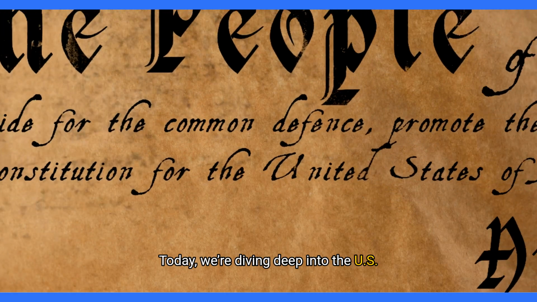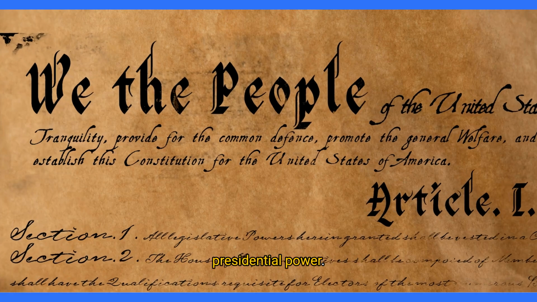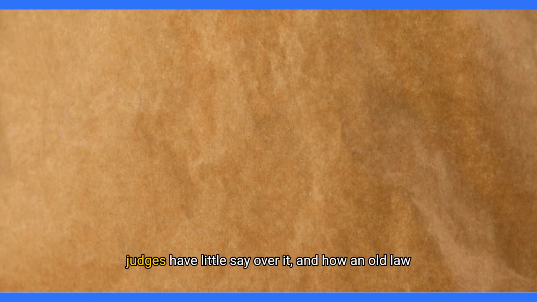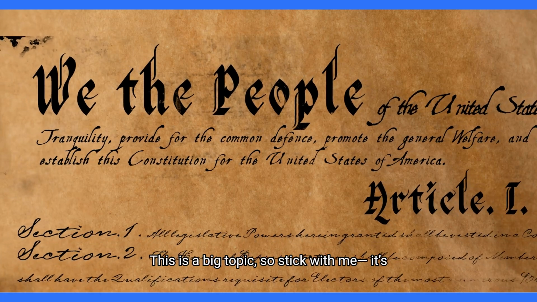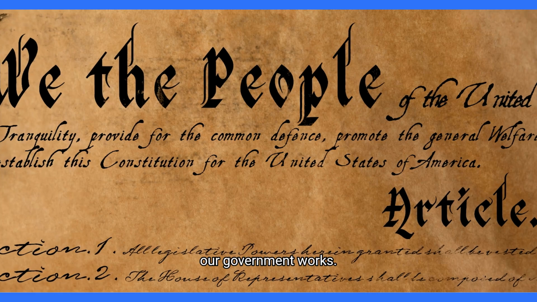Today, we're diving deep into the US Constitution, specifically Article 2, the heart of presidential power. We'll unpack what it says, why federal district judges have little say over it, and how an old law called the Alien Enemies Act fits in. This is a big topic, so stick with me. It's detailed, it's fascinating, and it's all about how our government works.